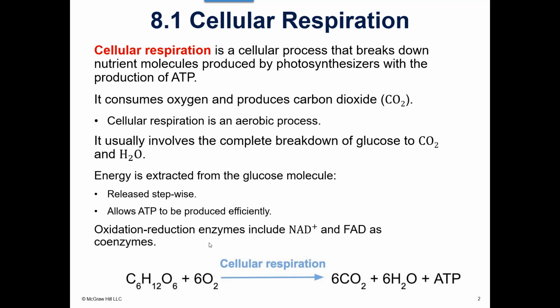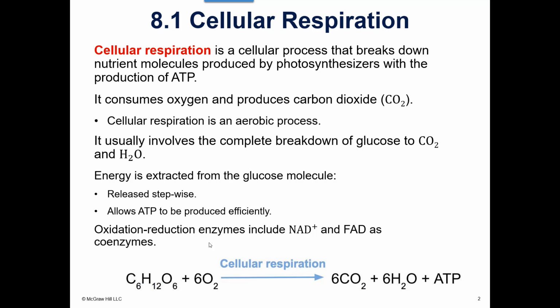It consumes oxygen and it produces carbon dioxide. So it uses oxygen that plants gave us and it produces carbon dioxide that plants need. It is an aerobic process because some of these reactions that are happening do require oxygen. And it usually involves a complete breakdown of glucose, that's C6H12O6, all the way down to carbon dioxide and water, things that can then go into photosynthesis.